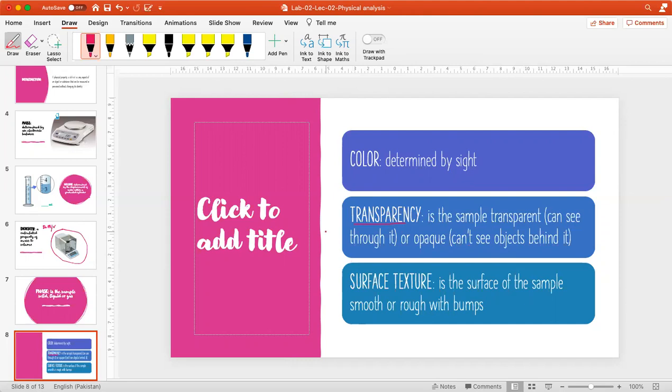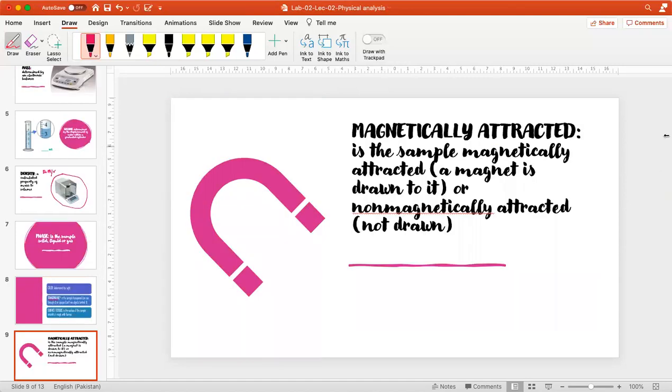Next comes magnetically attracted. We use a magnet for this: something which is attracted by the magnet. Okay, so magnetically attracted is a sample. Magnetically, it's difficult to pronounce, I'm sorry. Attracted, a magnet is drawn to it, or non-magnetically attracted.